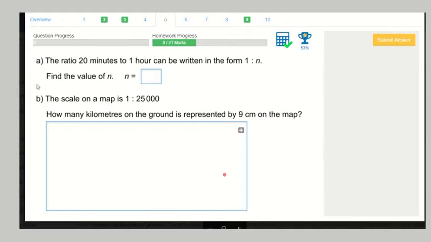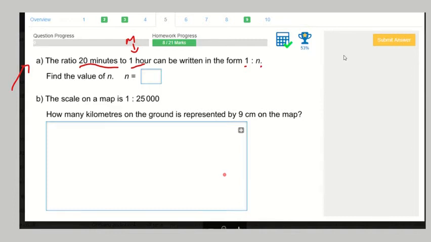Hi, Tom. Question 1. The ratio of 20 minutes to 1 hour can be written in the form of 1 to n. That means for every 1 minute, you need n minutes. Now it tells us that for every 20 minutes, we need 1 hour. Well, I'm going to change that hour into minutes in order that the ratios are in the same units.